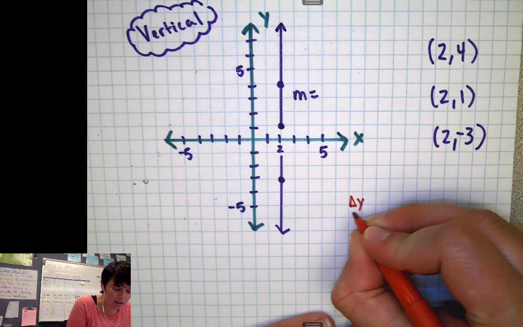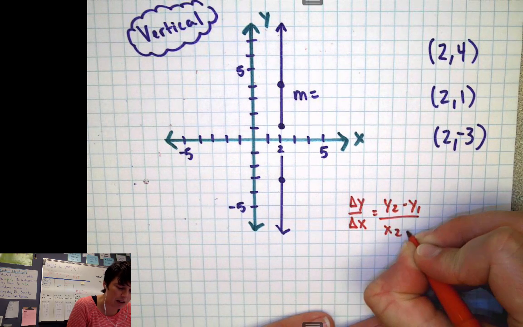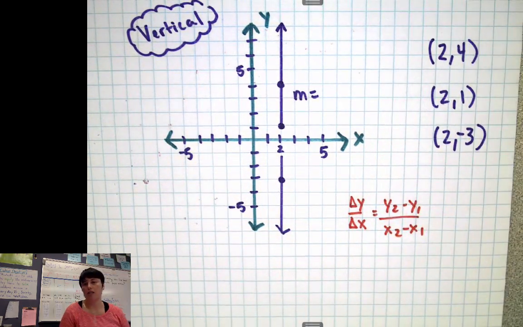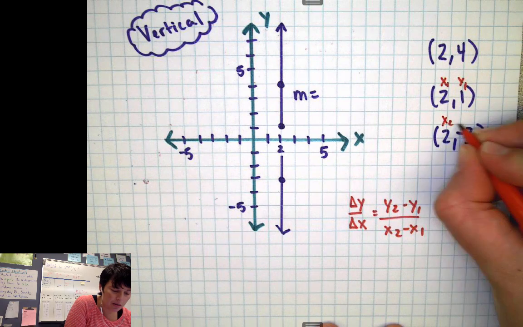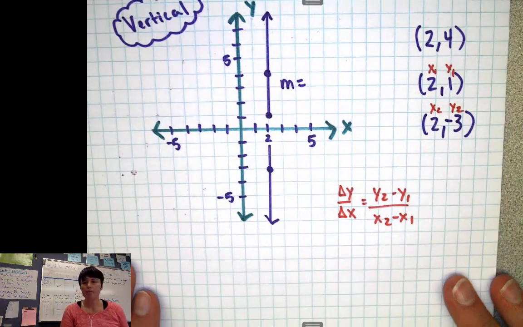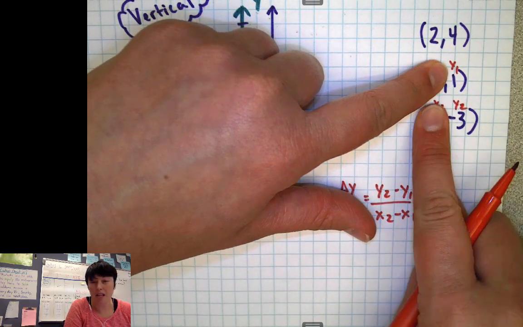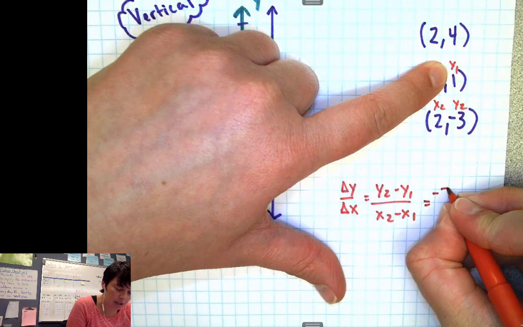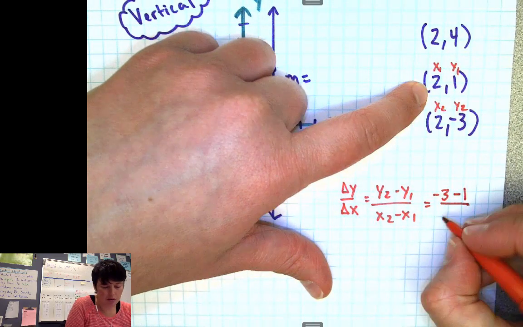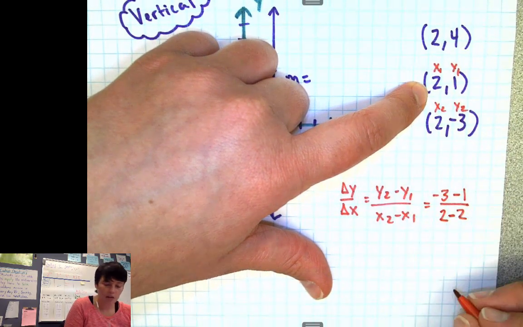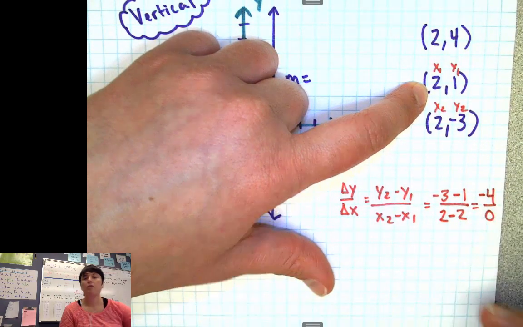So our delta y over delta x is going to be y2 minus y1 over x2 minus x1. And we're going to pick 2 of the points. It doesn't matter which ones. How about this one? This can be my x1, y1 for (2, 1), and x2, y2. There we go. Okay, so starting with y2 minus y1, we've got negative 3 take away 1, and then x2 minus x1, that's going to be 2 take away 2. So on bottom we get 0, and on top, negative 3 take away 1 is negative 4. So negative 4 over 0.